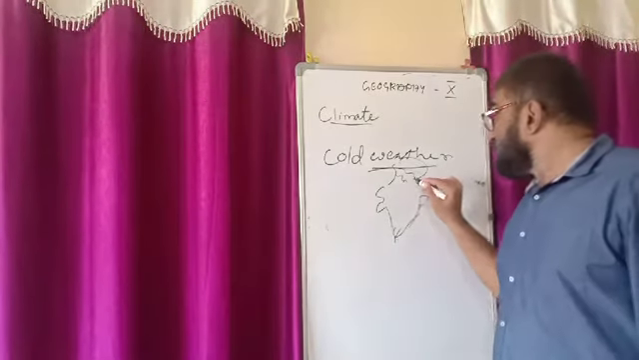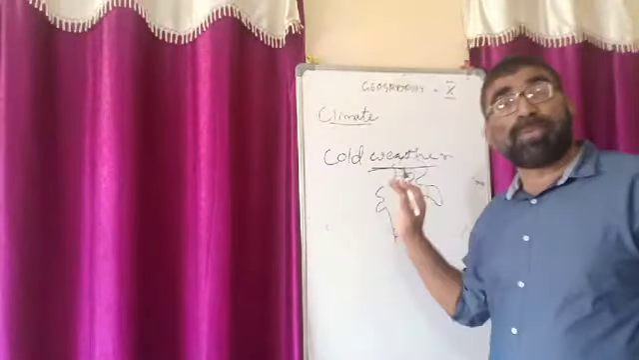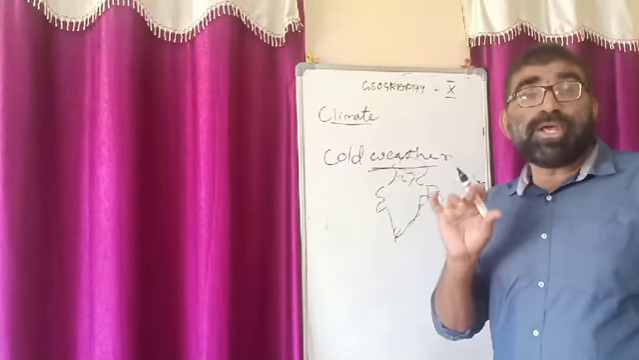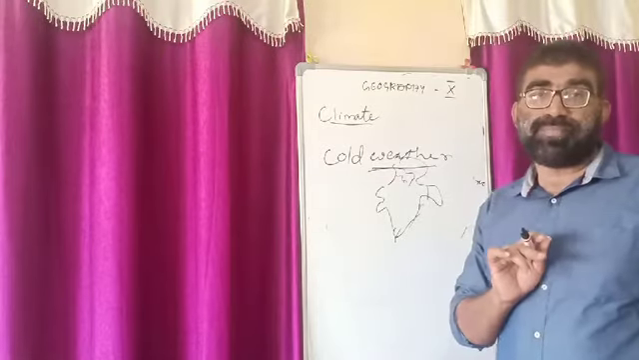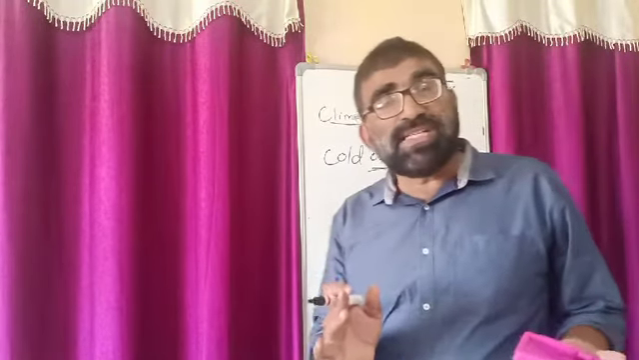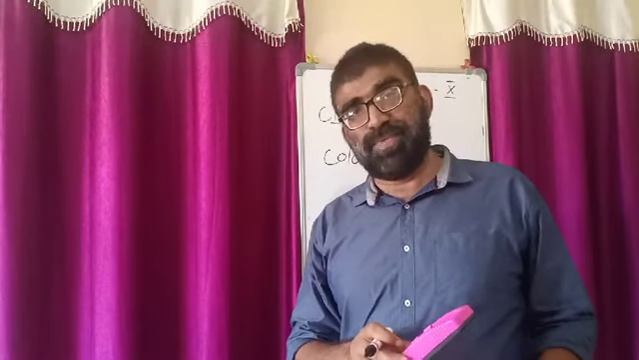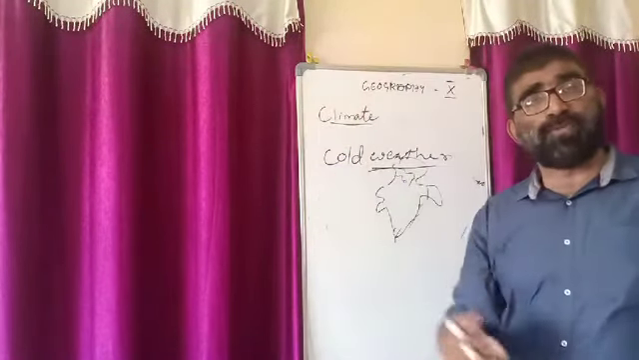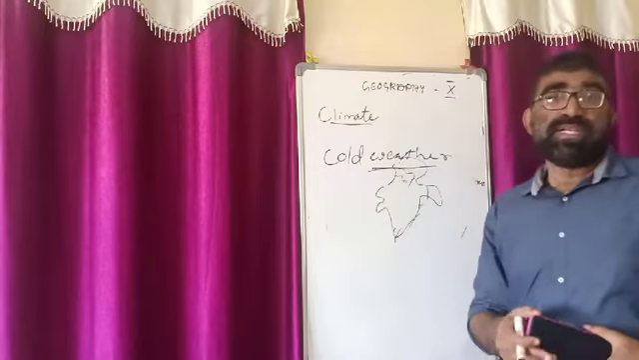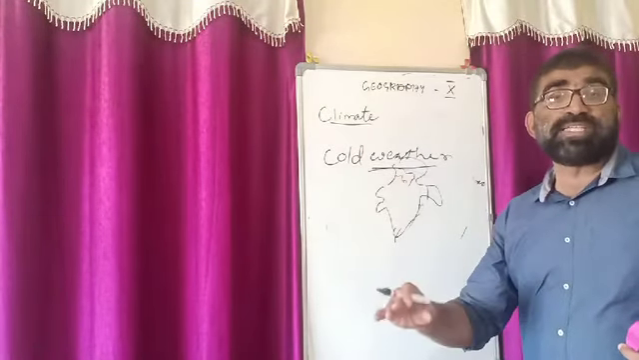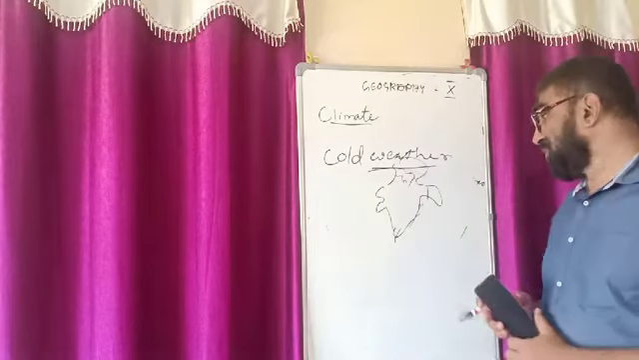And here a gentle wind starts blowing from northeast to southwest. These winds are the northeast trade winds, and these winds are gentle. They blow at a speed of 3 kilometers per hour. These are different from the southwest monsoon winds. Southwest monsoon winds are highly pulsating and their speed is about 30 kilometers per hour.